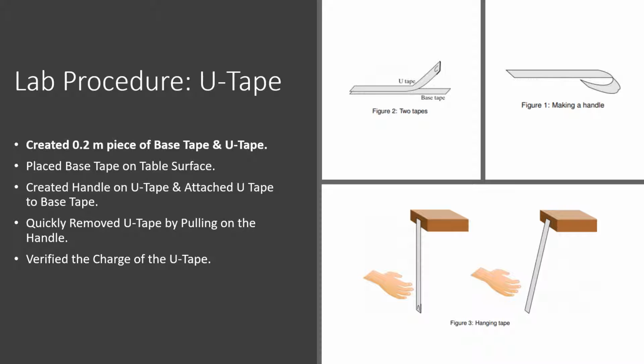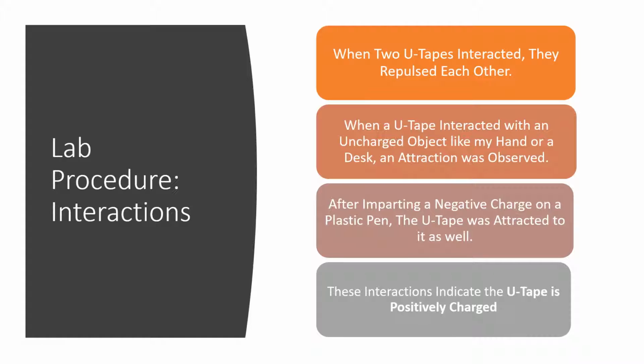I created a handle on the U-tape as shown in figure 1 and attached the U-tape to the base tape. I then quickly removed the U-tape by pulling on the handle as shown in figure 2, and then I verified the imparted charge on the U-tape by hanging it from the table and placing my hand close to it as seen in figure 3. The next step of the lab procedure included observing the interaction between two U-tapes.